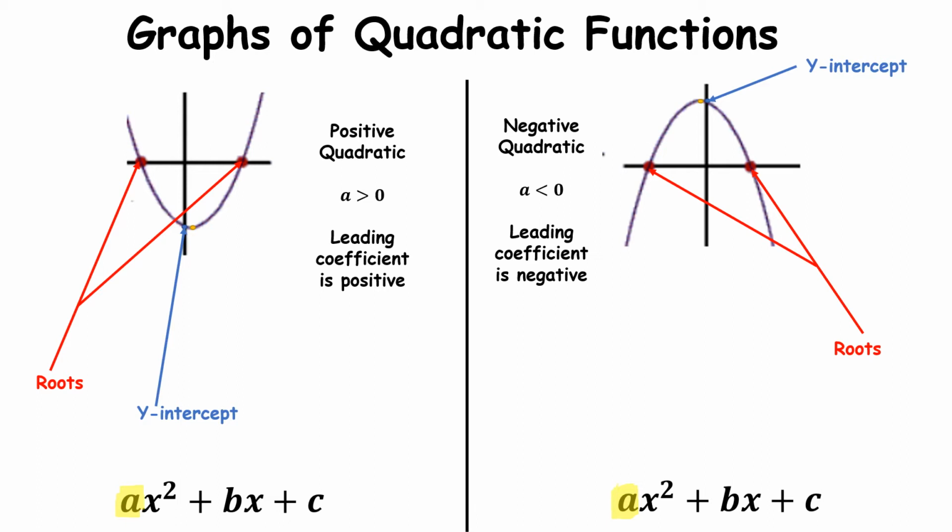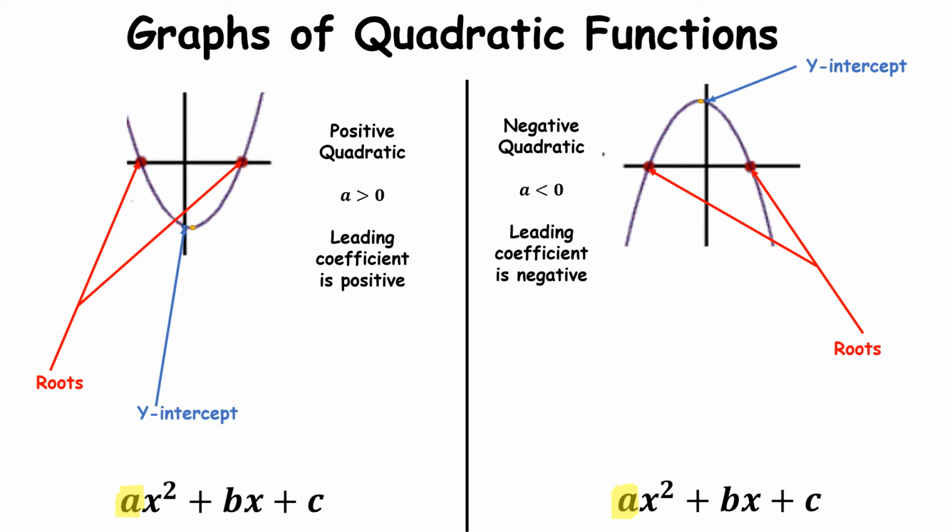We then have what's called the y-intercept. Here it is in blue on both graphs. This is where the graph cuts the y-axis. So we saw that in coordinate geometry, the line, and we would have known that to get the y-intercept, we would have let x equal 0.